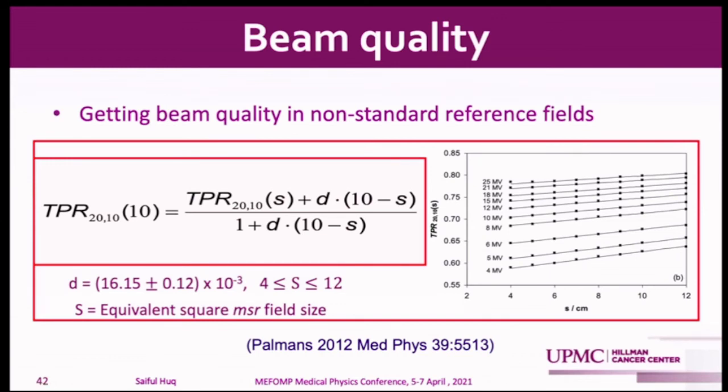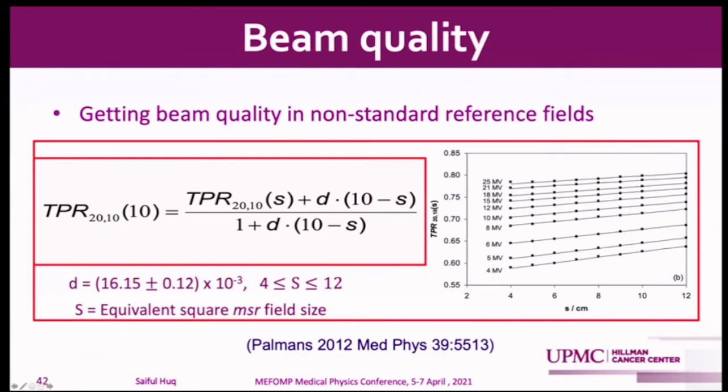What is an equivalent square MSR field? So when you have a non-square field size, like say a 6 cm circular field, the equivalent square MSR field corresponds to that field for which the phantom scatter for the non-square field and the square field is the same. And so the code of practice gives you a prescription on how to determine this value of S for the non-standard field that you're dealing with. If you're dealing with the CyberKnife 6 cm circle, the code of practice tells you what S is, the equivalent square for a 6 cm circle. It happens to be 5 centimeters.